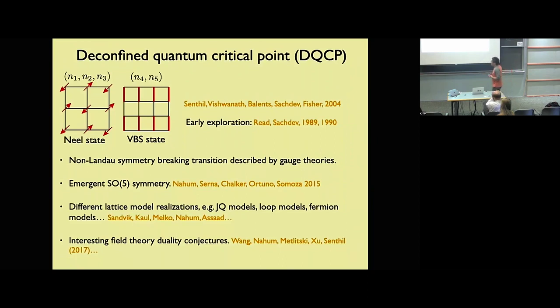And there are many different lattice realizations, like JQ models, or loop models, and also you can find some fermionic models that realize those phase transitions. All those model realizations and simulations give roughly similar physics, that they have this SO(5) symmetry. And there are also very interesting quantum field theory duality conjectures pioneered by many of the people in the audience. So it's really a very exciting subject for us to study.